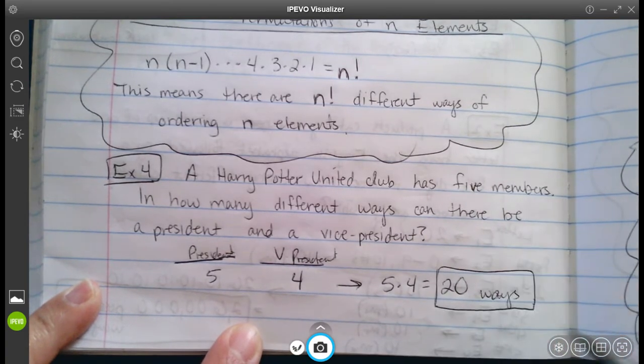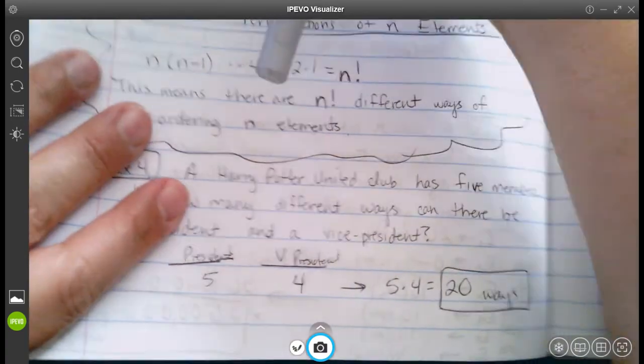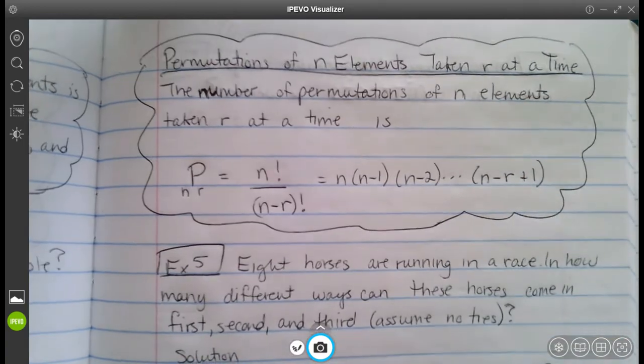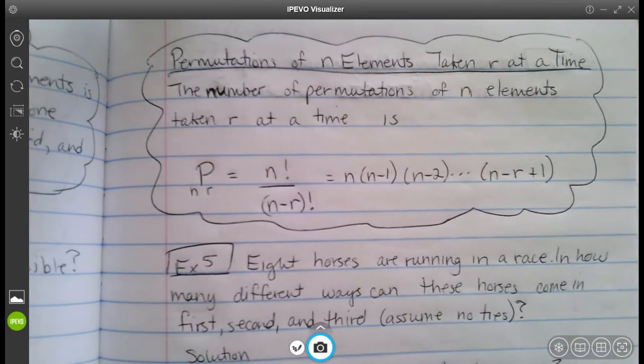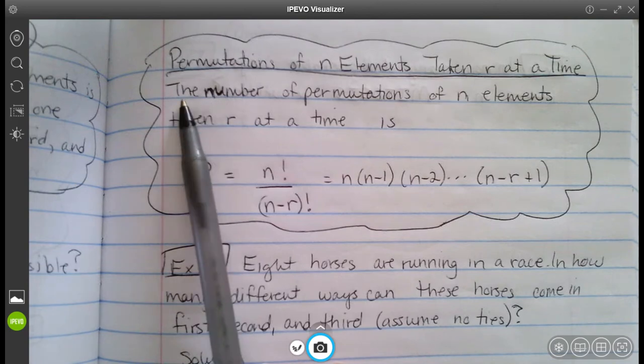So how is this one different from the one before? Well, let's take a look at the official definition. This one's different because in this one, we're taking permutations of n elements r at a time. So we only want a select number from the total. We don't want them all to be in order. We just want a few of them. So this one goes as follows.